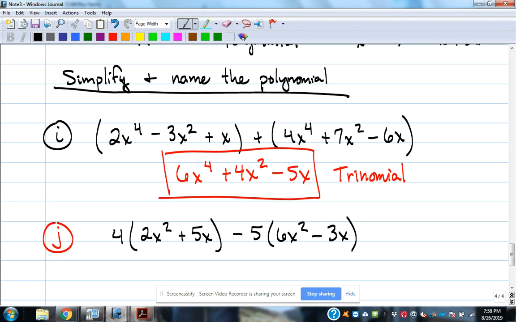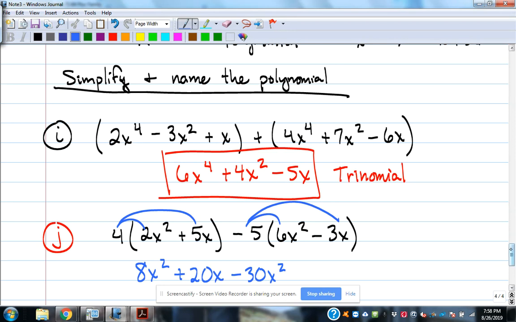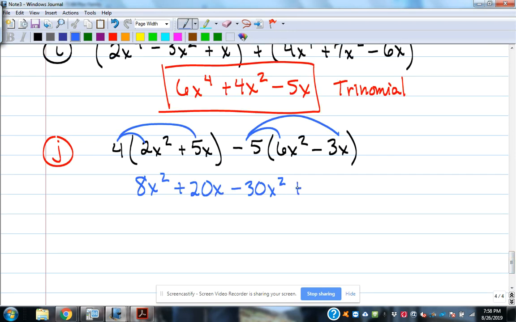So 4 times 2x squared would be 8x squared. 4 times 5x would be 20x. And then the next one, so I just did that distribution. Do the same thing over here. Negative 5 times 6, negative 30x squared. Negative 5 times negative 3 turns into positive 15x.